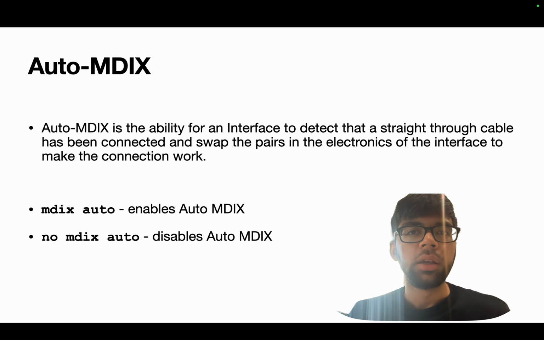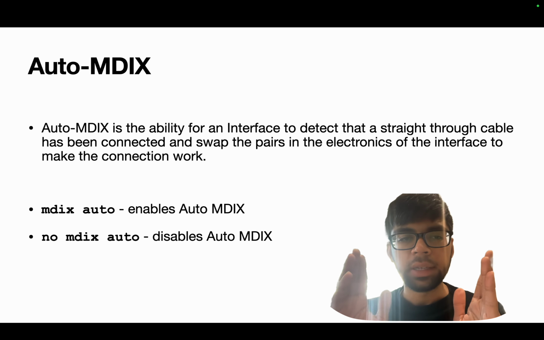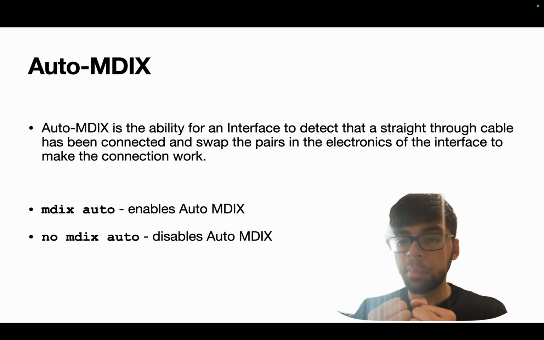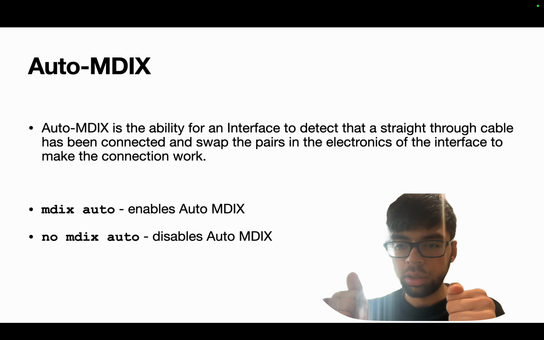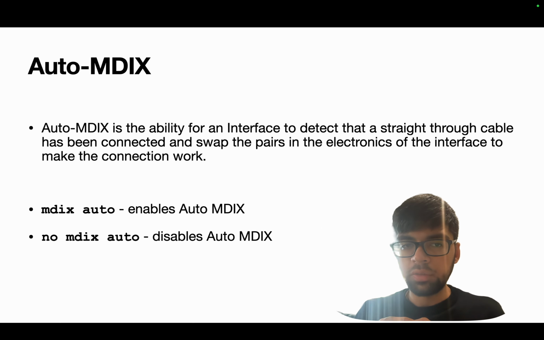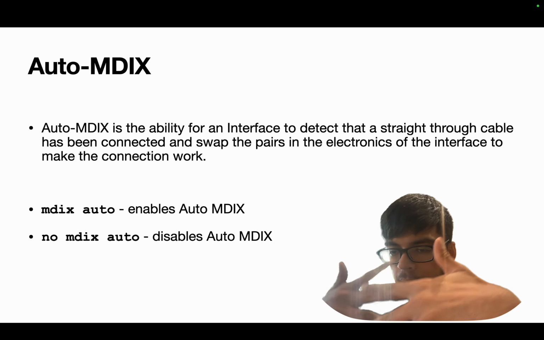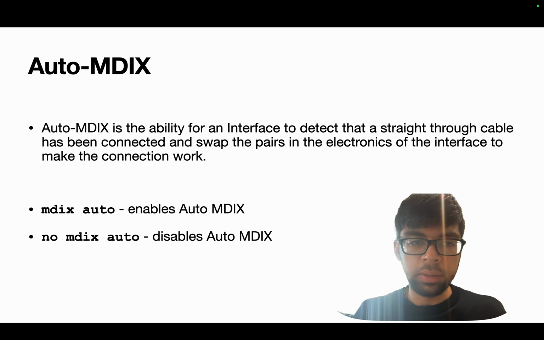So what you would do is, you'd connect a crossover cable, not a console cable, a crossover cable to connect both sides, with both switches together. That's what you'd use, because the pairs cross over, and that enables the connection to work. Now, if you used a straight through cable, it would not work. However, if you have Auto MDIX, it will. Why? Because Auto MDIX is very clever. It swaps the pairs in the electronics of the interface to make the connection work. It's quite an amazing feature.